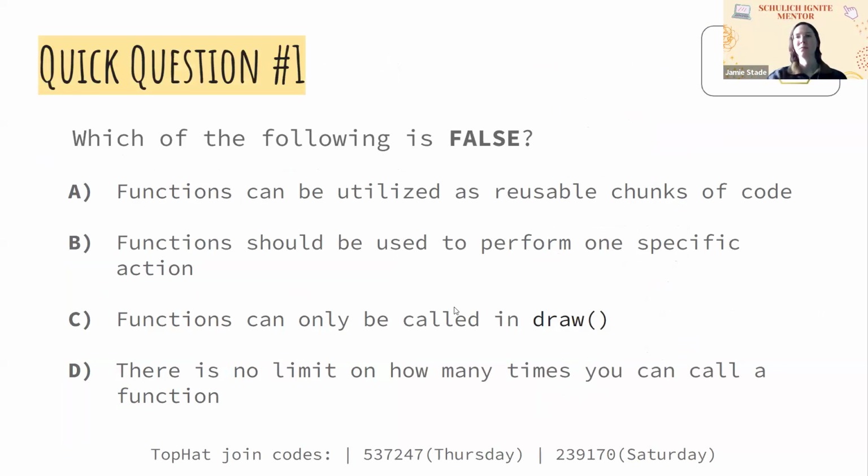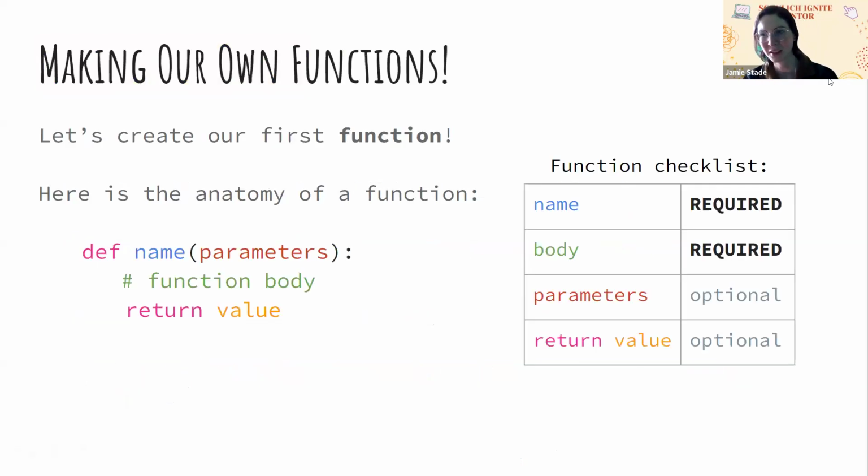Okay, so what we learned so far, we're going to get started on our first quick question. Question number 1 is, which of the following is false? A, functions can be utilized as reusable chunks of code. B, functions should be used to perform one specific action. C, functions can only be called in draw. D, there is no limit on how many times you can call a function.